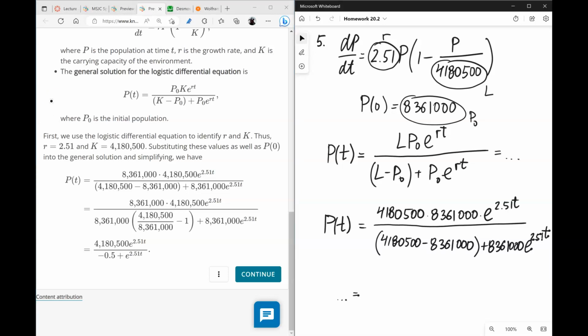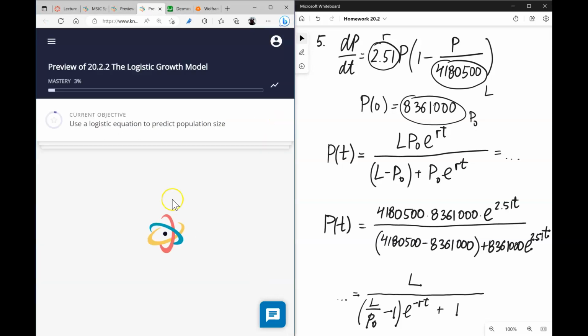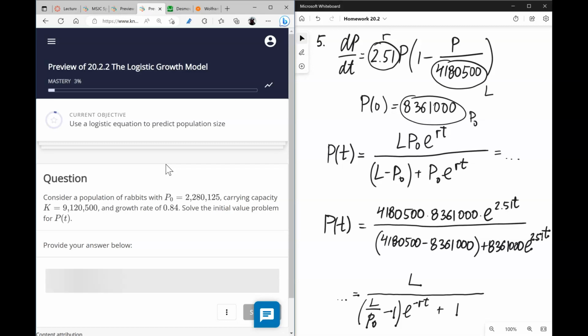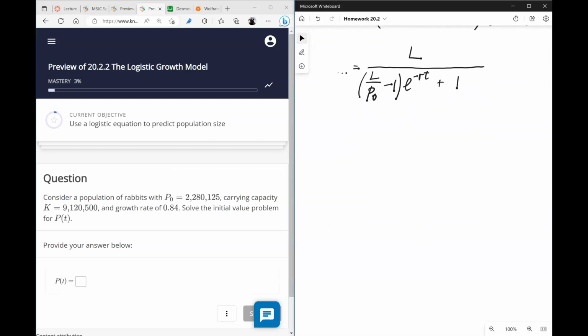We can always simplify it further by dividing everything, the numerator and the denominator, by P0 e to the RT. So we would have L at the top, plus 1 over here, and here we would just have L over P0 minus 1 times e to the power negative RT. Technically this is an easier way to write the formula because it requires less typing. So next time we have to do this type of question, we'll answer it this way.